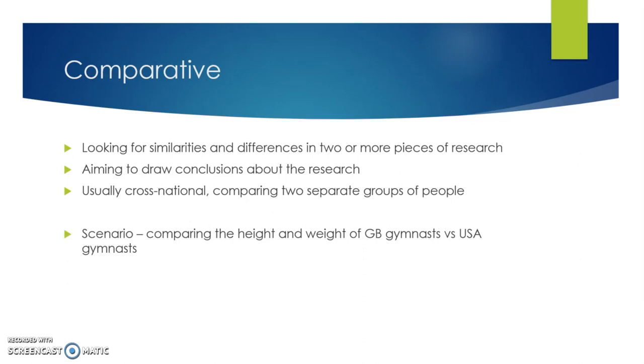The final design is a comparative study, which is when you look for any similarities or differences in 2 or more pieces of research. The aim is to draw conclusions about the research that is done, and the comparisons are usually cross-national, or comparing 2 separate groups of people. For example, comparing the height and weight of GB gymnasts and USA gymnasts.